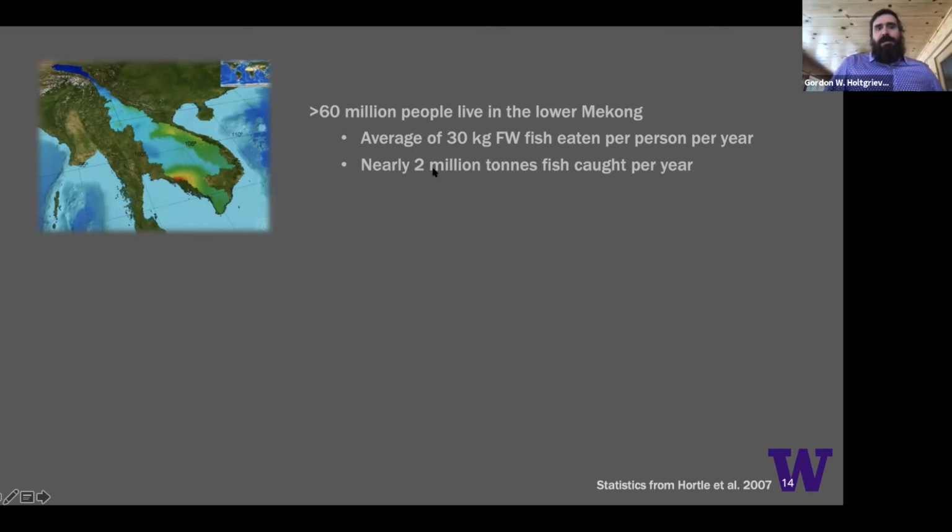This is a pretty gross underestimate. There's nearly 2 million tons of fish caught per year, which is bigger than any fishery that's ever been seen on the west coast of the United States, for example. The big sardine fisheries or any of these things that have a lot of lore around them, none of them match in size.